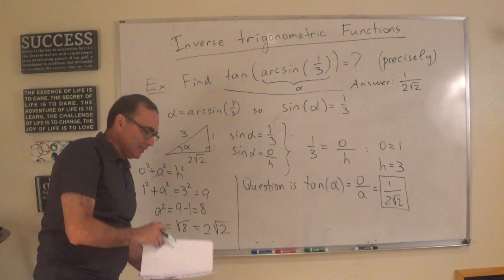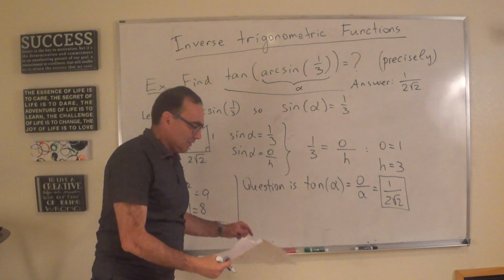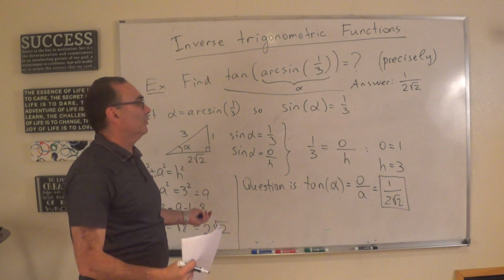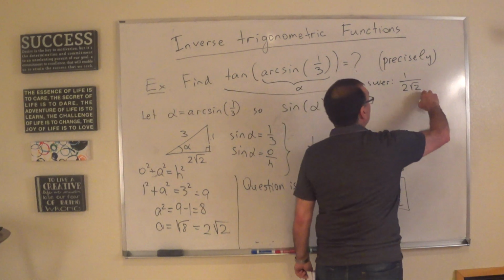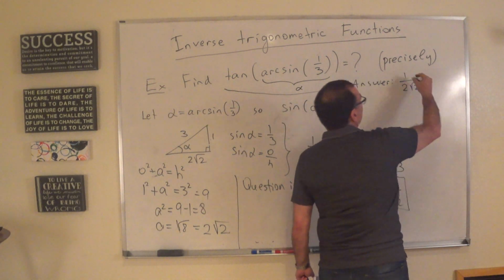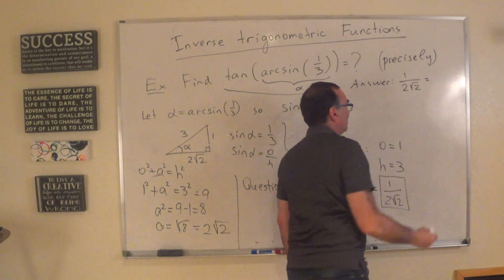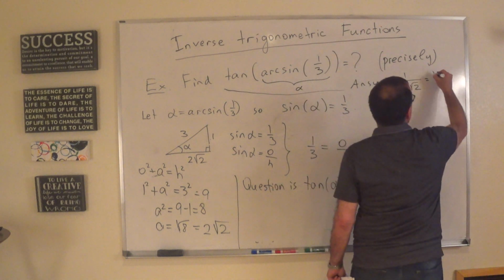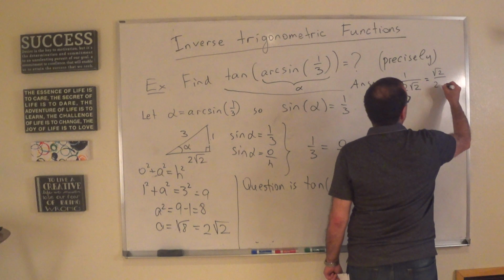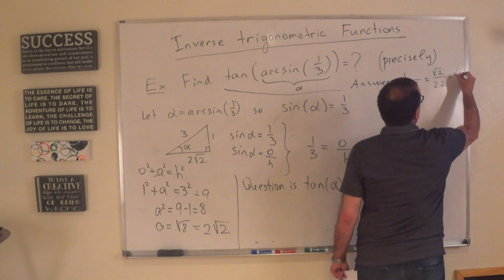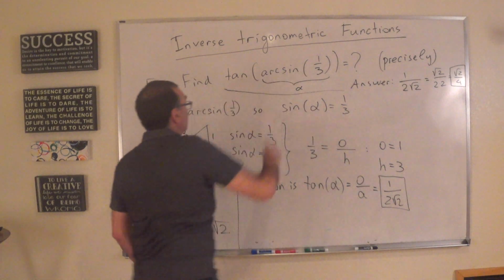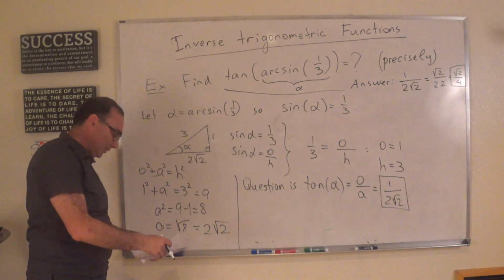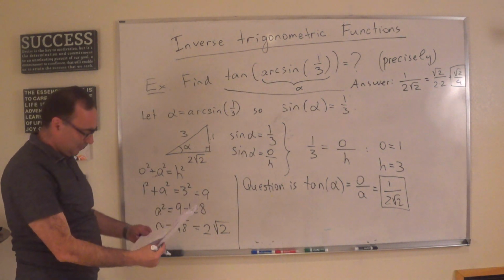Now sometimes tests or homework assignments require you to rationalize the denominator, in which case you want to multiply both numerator and denominator times square root of 2, so it will end up square root of 2 divided by 2 times 2, which is square root of 2 over 4. So this is how we calculate tangent of arc sine of 1/3.